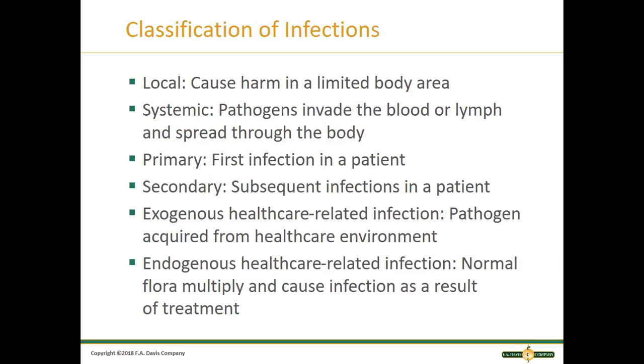There are several classifications of infection. There is a local infection that can cause harm in just a limited body area. You get a sliver. It's just localized and it's only red in that particular area. Systemic, that's where the pathogen invades the blood or lymph nodes and spreads throughout the body. Typically, if they have a fever, now it has gone systemic. Instead of just being at the local site where it's just warm to touch, now you're running a fever. That's systemic. Primary, first infection in a patient.